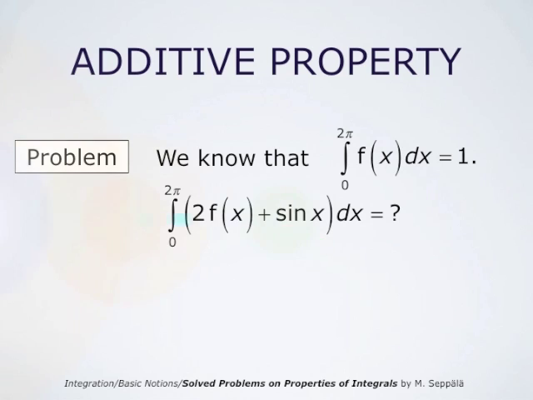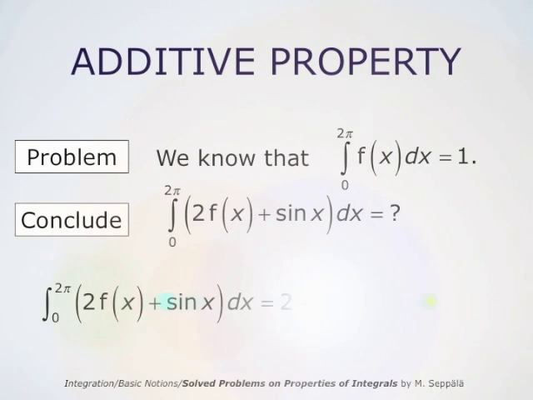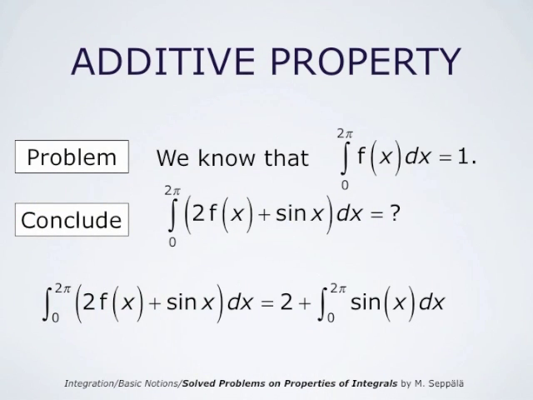We conclude that the integral from 0 to 2 pi of 2 times f of x plus sine of x dx equals 2 plus the integral from 0 to 2 pi of sine of x dx, and this equals 2. So the answer is that the integral from 0 to 2 pi of 2 times f of x plus sine of x dx equals 2.